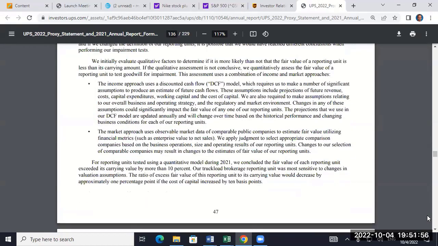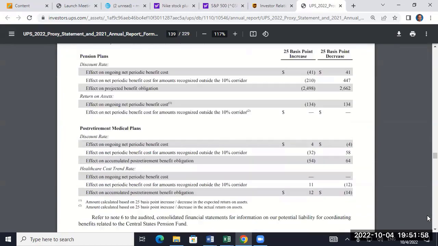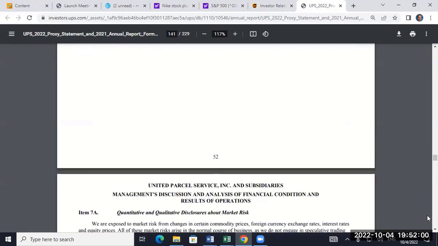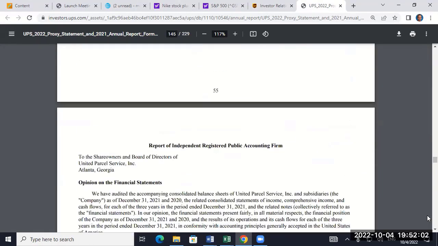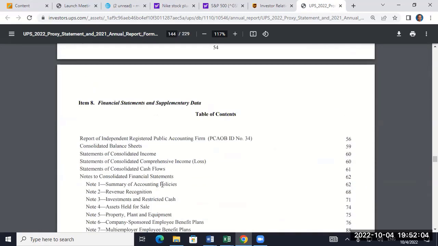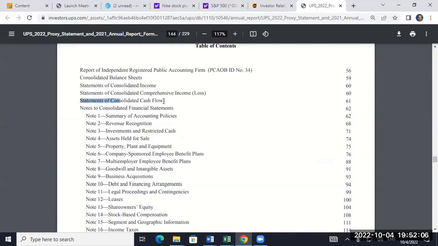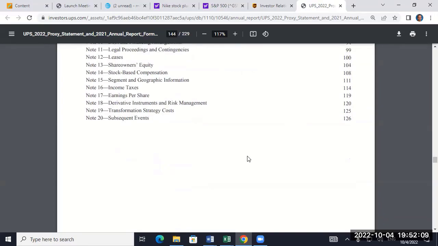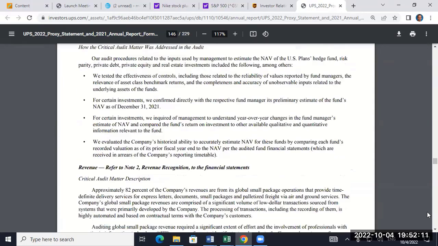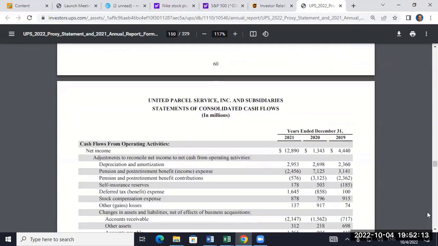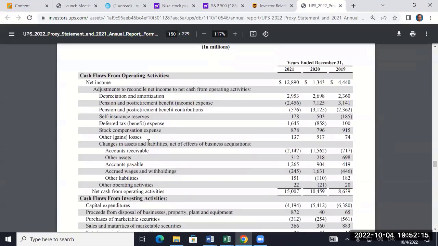I may have already passed it, but consolidated cash flows, page 61. So we're getting close. All right, so let's see. First of all, are there any big numbers that stand out to you? Right there.